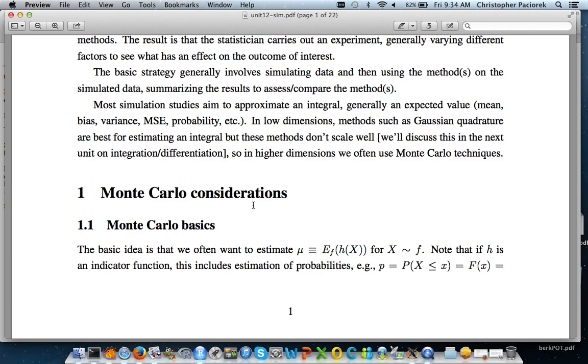I'm now going to go back to a little more abstract notation and say we're trying to estimate some quantity mu, which is some expected value under some data generating mechanism, f, for some function h of the data set x. So h is any of these functions that I have here, and x is the random data set generated from some distribution. I don't necessarily know what this is. I may come up with some plausible idea of what this is and use that to generate data for my simulation study.